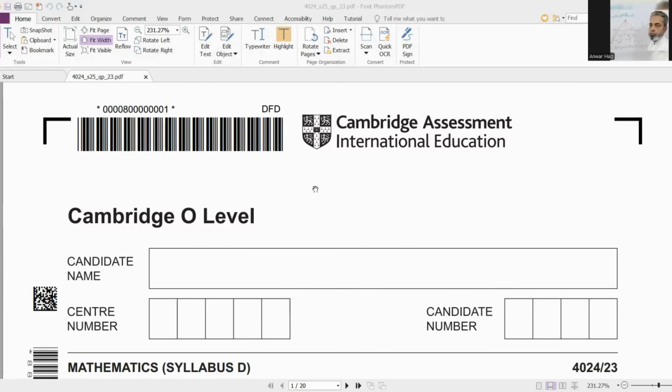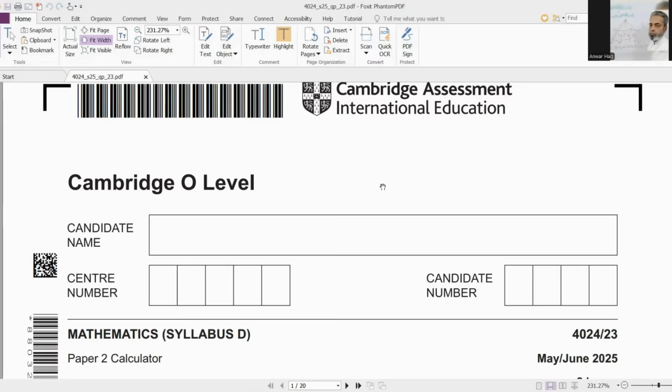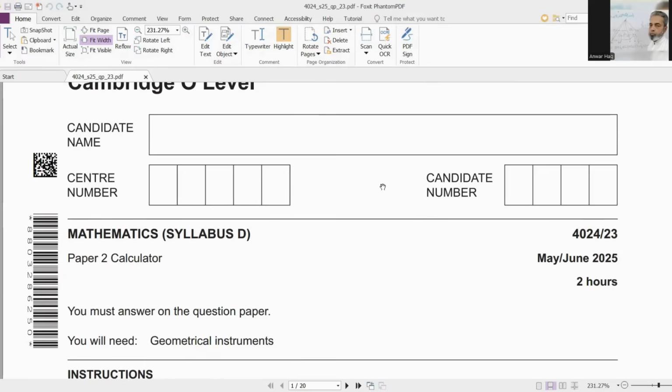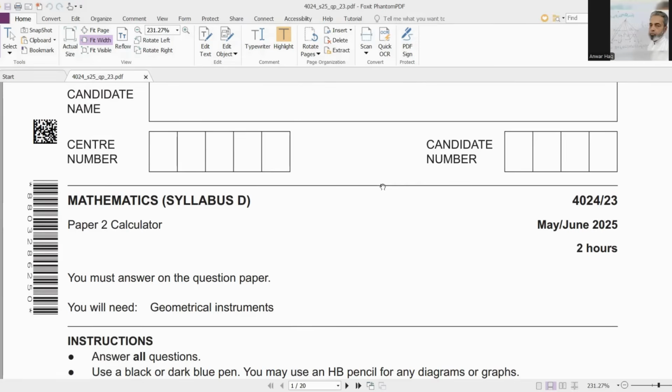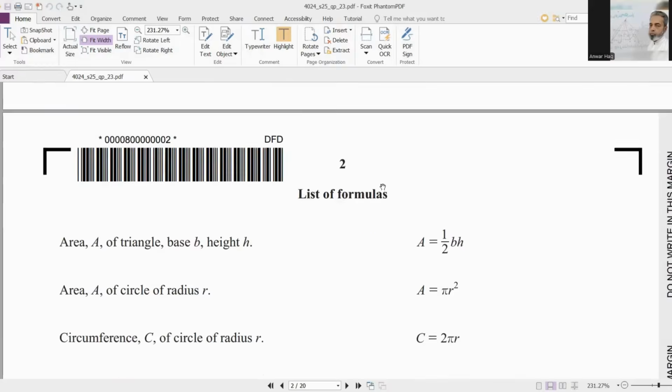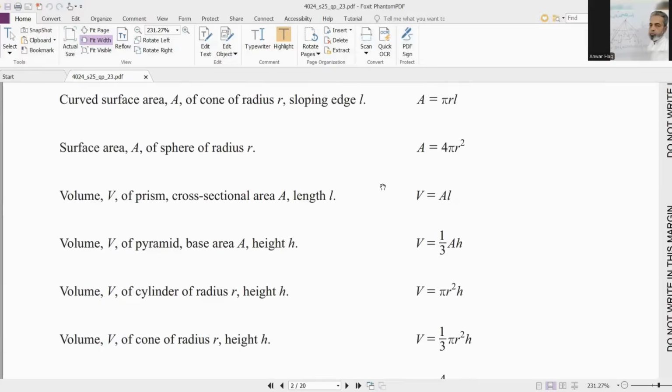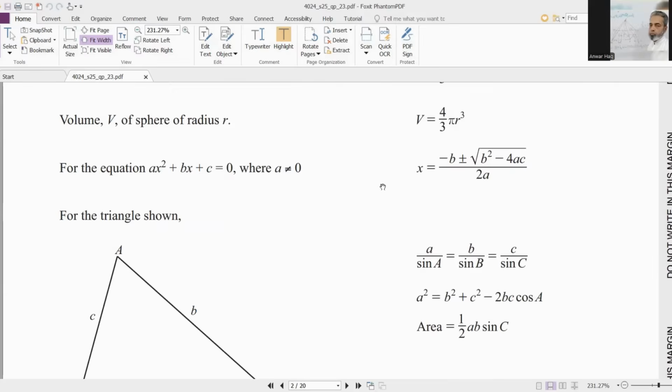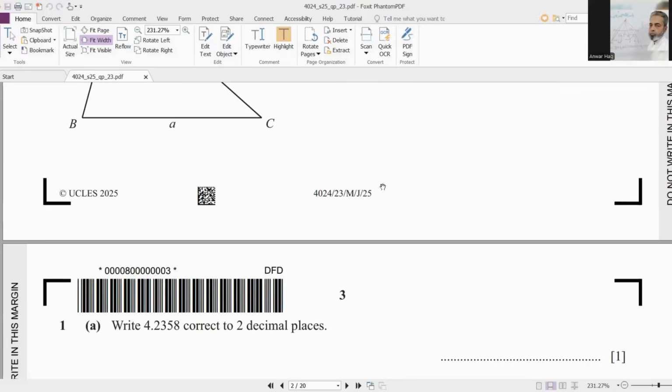إياك نعبد وإياك نستعين. Dear students and viewers, this is the paper today which I am going to upload. May-June 2024, June 2023, and this is the calculator version. And I'm going to start the paper. Before this, I have uploaded the paper one of this zone, that is 1-3.